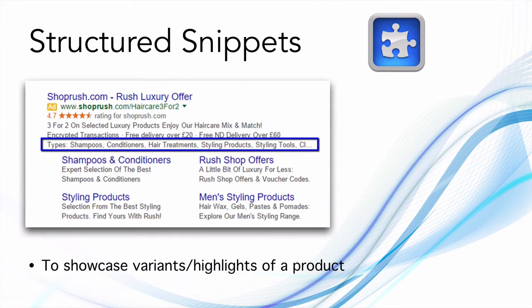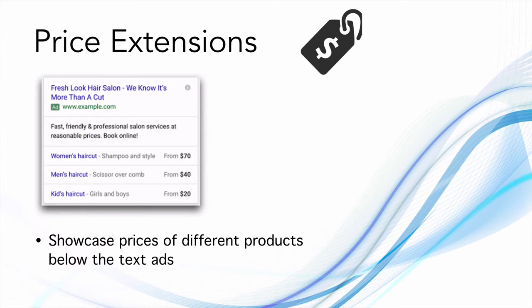So this is basically to showcase variants or highlights of a product. If you have multiple product categories, you can include it here. Price extensions are basically the last type of extensions that we are going to discuss. This mostly shows up on mobile text ads. Here you can list different types of products and different prices relevant to these products. This is not available for desktop as of now.